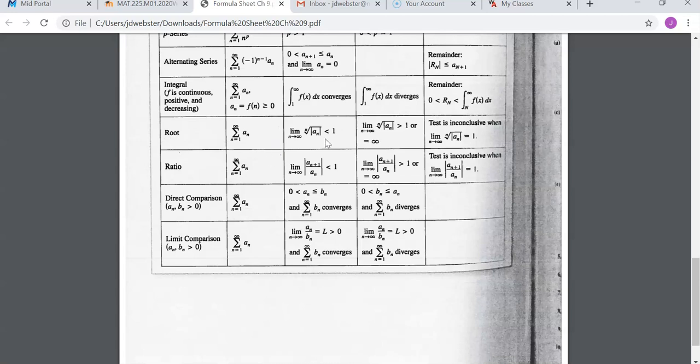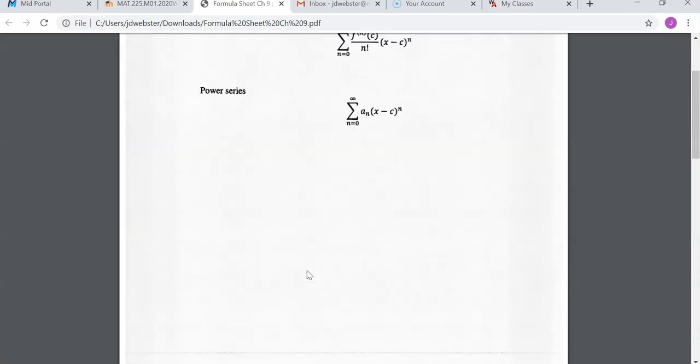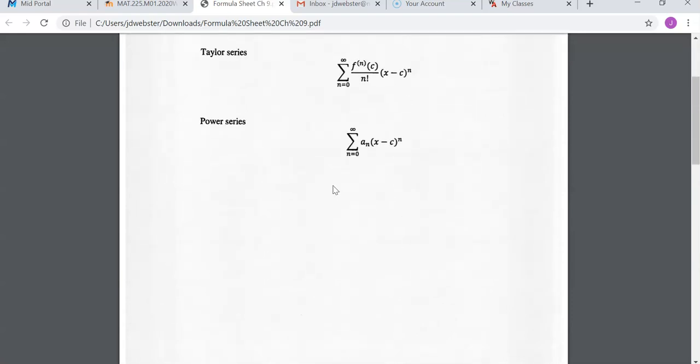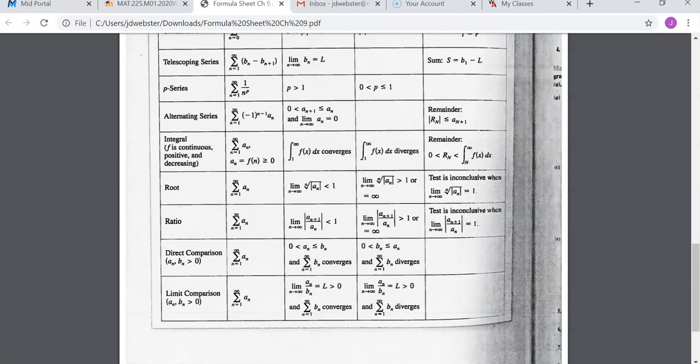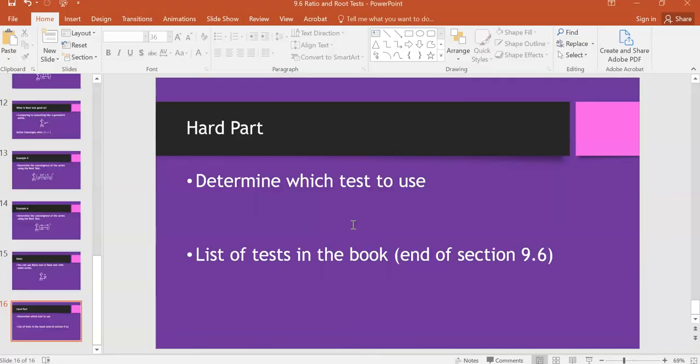The root test and the ratio test, which we just went over, converge when the ratio or that weird root is less than 1, diverge when greater than 1, and are inconclusive when we get equal to 1. And then the direct comparison and limit comparison tests as well. So you can see that sheet in the PDF formula sheet for Chapter 9 that's posted on Moodle. All right. So that is something that you will have to look at.